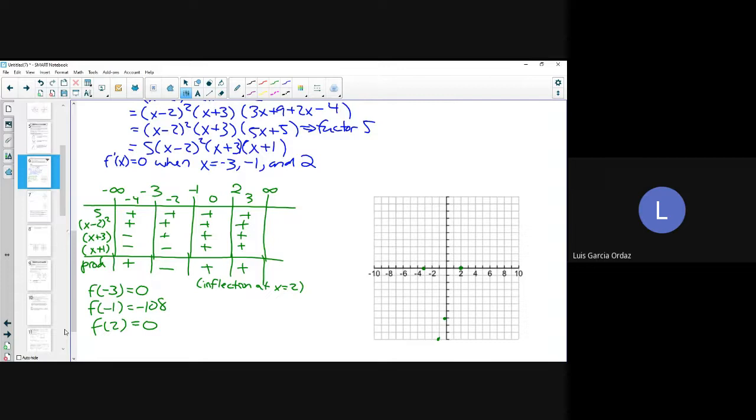So I'm going to show you this right now. From -infinity all the way to -3, I'm going to be increasing. And then after -3, I'm going to be decreasing all the way to my minimum at x is equal to -1. And then from -1 to 2, I'm going to be increasing. But then when I hit 2, I'm also going to be increasing again.